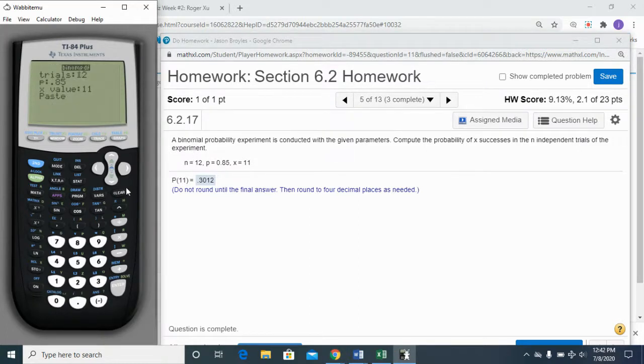Trials is this number here, so that's 12. The probability is 0.85. The x value is 11. And you go down and hit paste.